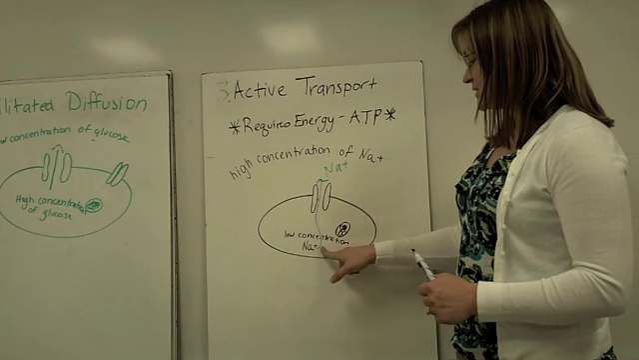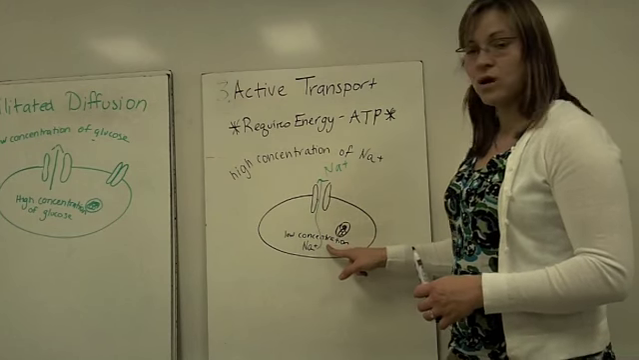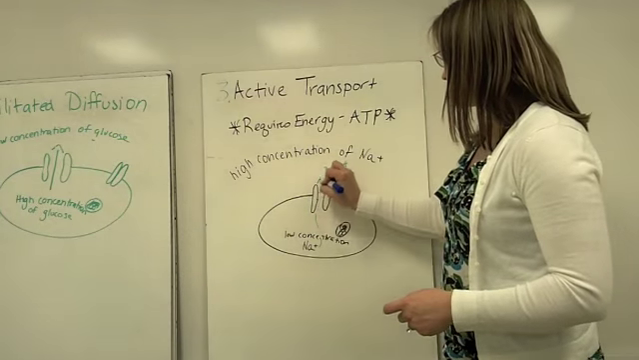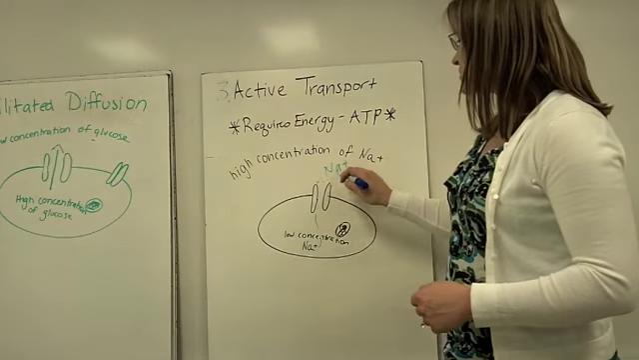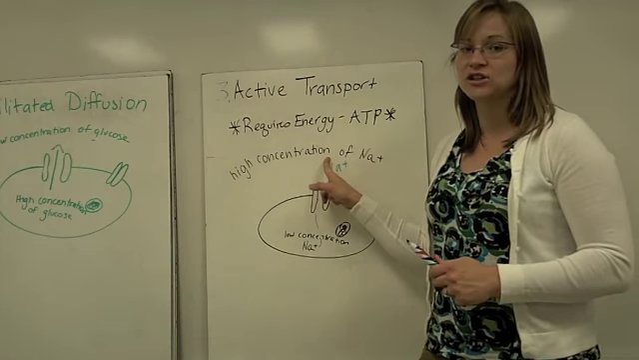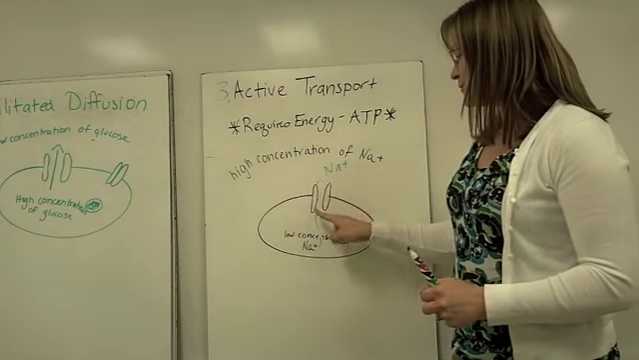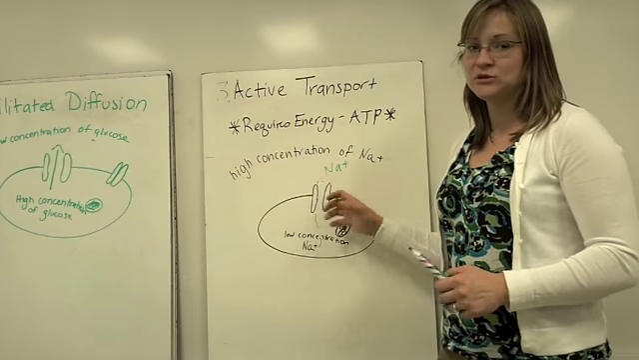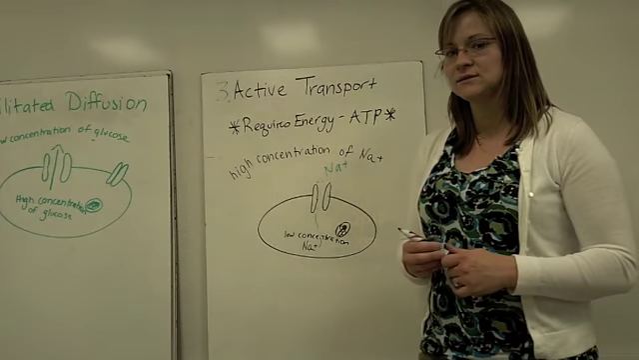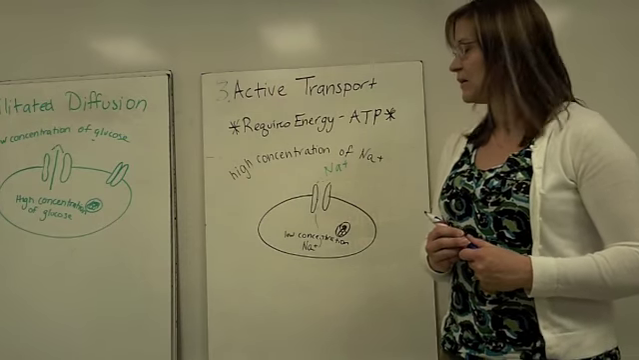So for this example, in the cell we have a low concentration of sodium. The cell is going to pump that sodium using energy outside the cell where there's already a high concentration of sodium. So it's going to need to use a protein channel, and that protein channel is going to require energy to pump those things out against the concentration gradient.